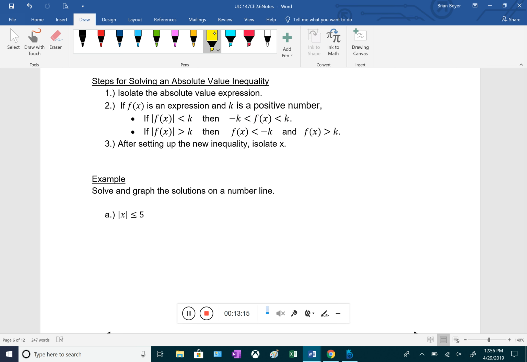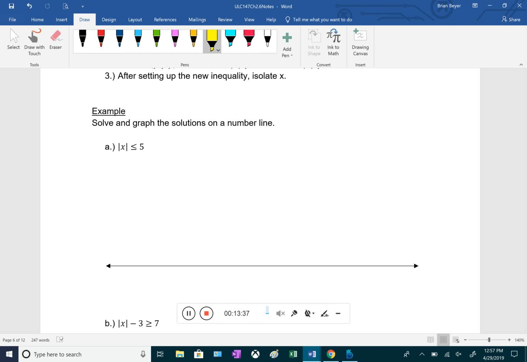And if we have the absolute value of something greater than a number, that means we have to set up two separate things and say that f of x, dropping the absolute value bars, is less than the -k and greater than the +k. And after setting up those new inequalities, we have to solve for the remaining x that's left over. Okay, let's do a couple examples here.